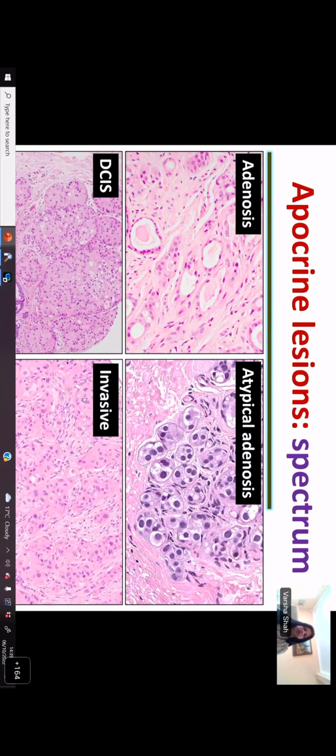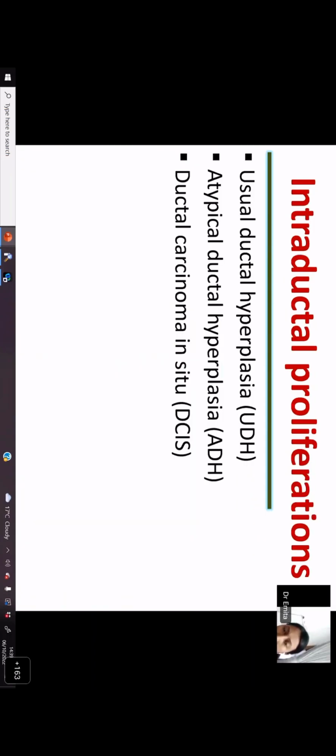But in apocrine DCIS, we will get marked expansion of the lobules, as well as necrosis, and you will find some mitotic figures as well. So you are basically looking for necrosis and mitotic figures to make a diagnosis of apocrine DCIS. So now moving on to intraductal proliferation as opposed to lobular proliferations, you can get usual ductal hyperplasia, atypical ductal hyperplasia, and ductal carcinoma in situ, which I won't be covering today.